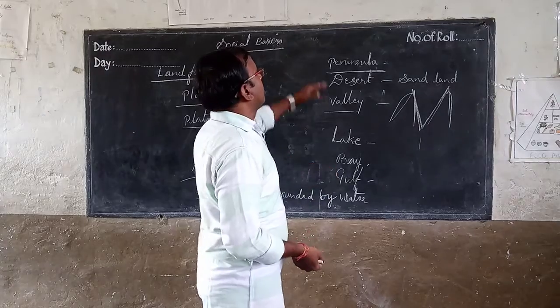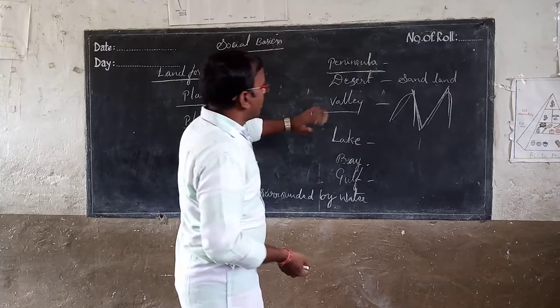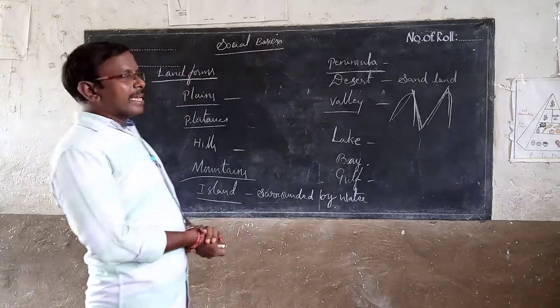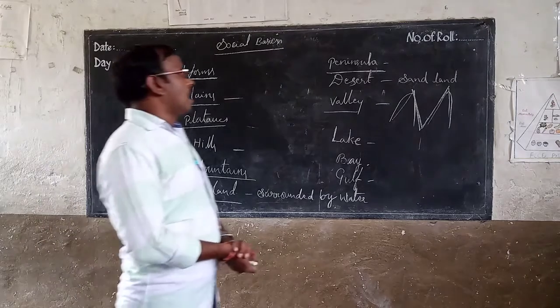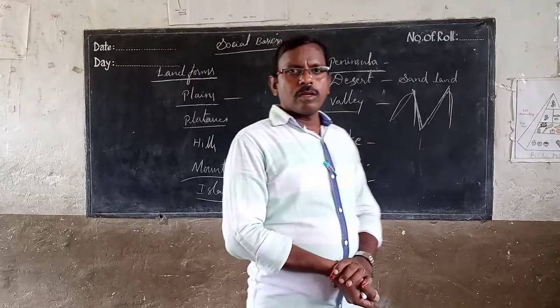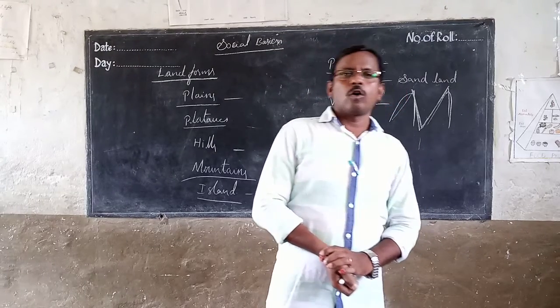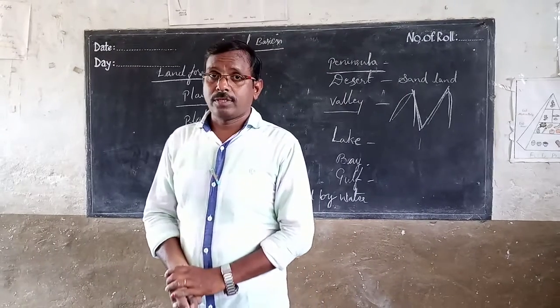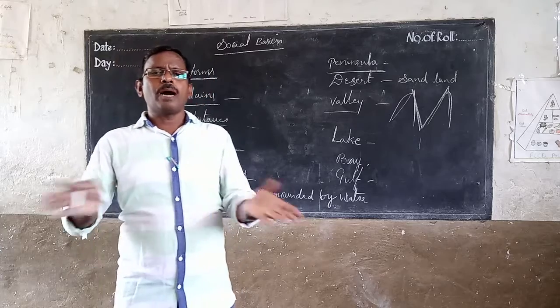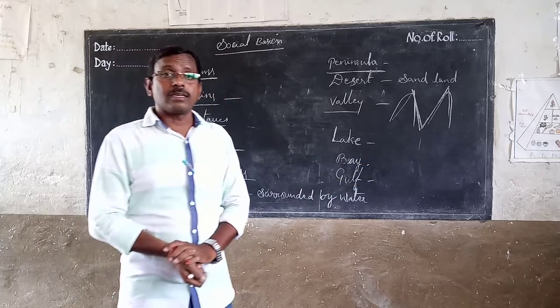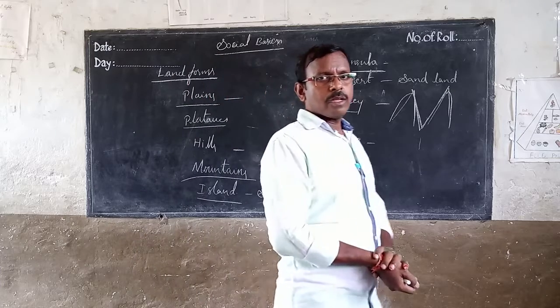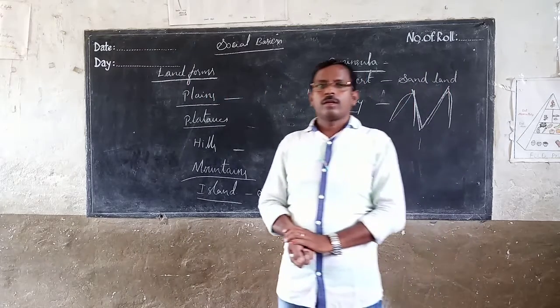This is gulf, peninsula, desert, lake, valley, bay, gulf, hills, plateaus, plains, mountains, islands. These all are called landforms, which means so many ups and downs, so many different forms of land will be there on the surface of the earth, in the lithosphere.